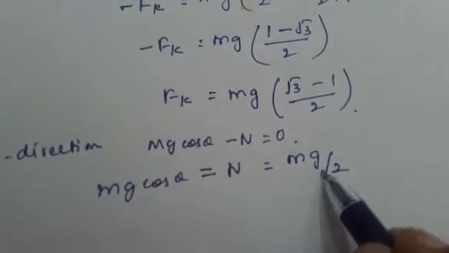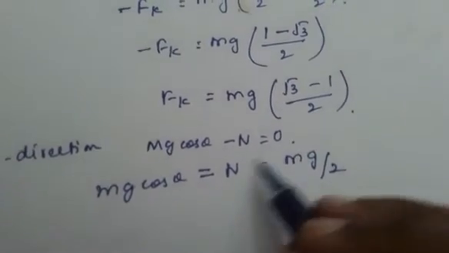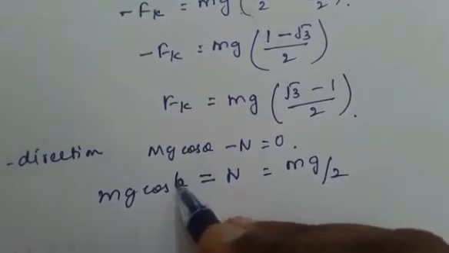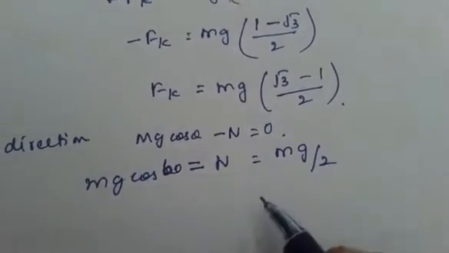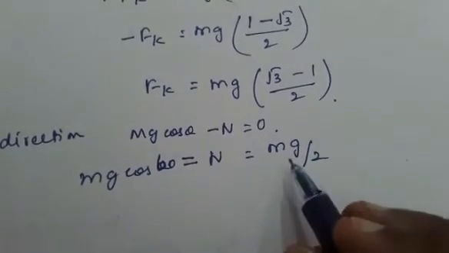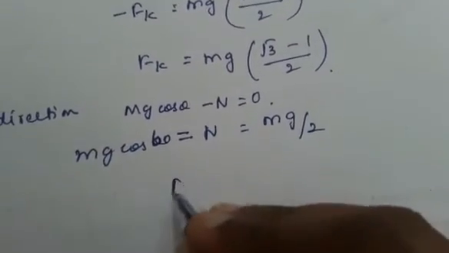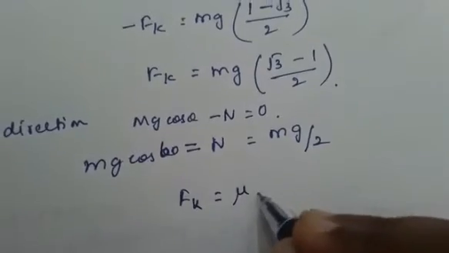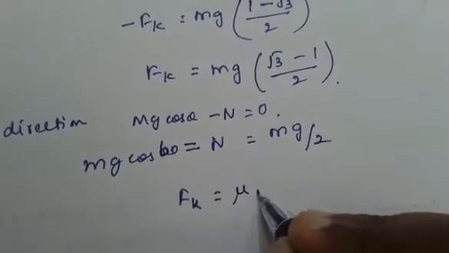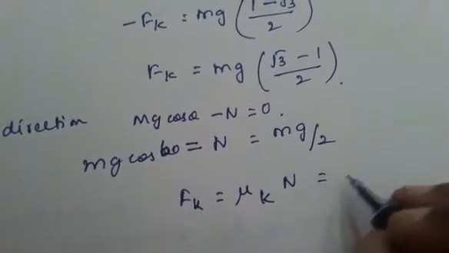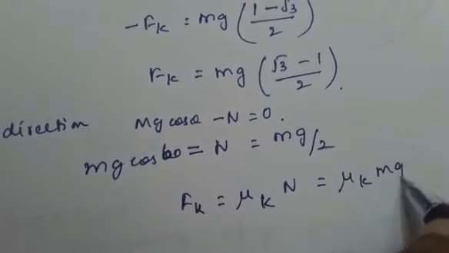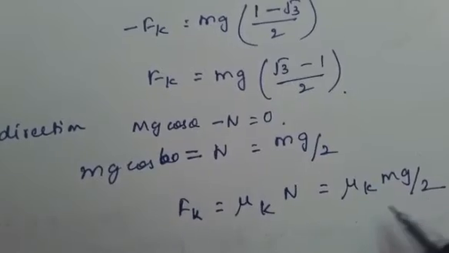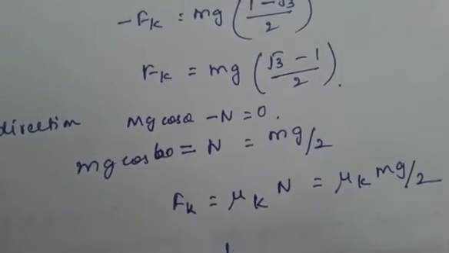So, mg cos 60 is equal to n. Cos 60 is 1 by 2, so it is mg by 2. Now we can find the frictional force. Frictional force is equal to mu k into n. Now you know n, so it is mu k into mg by 2. So we can find mu k.